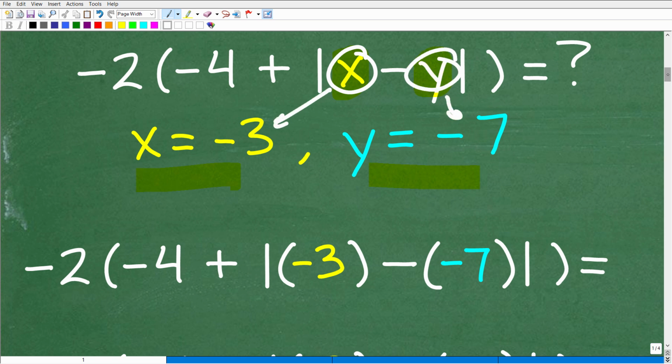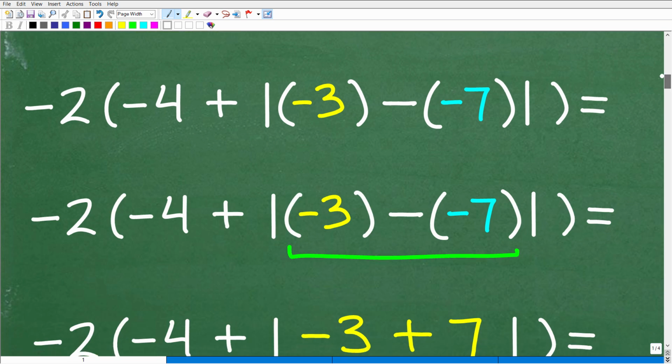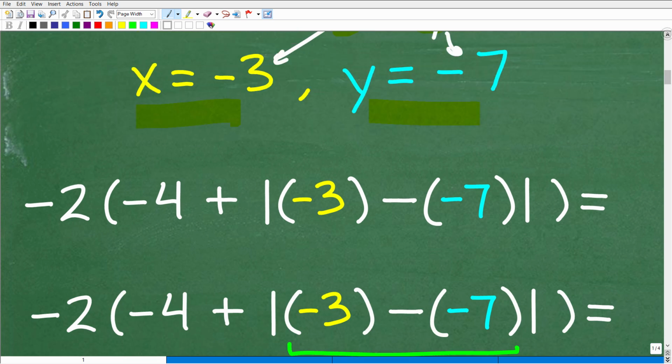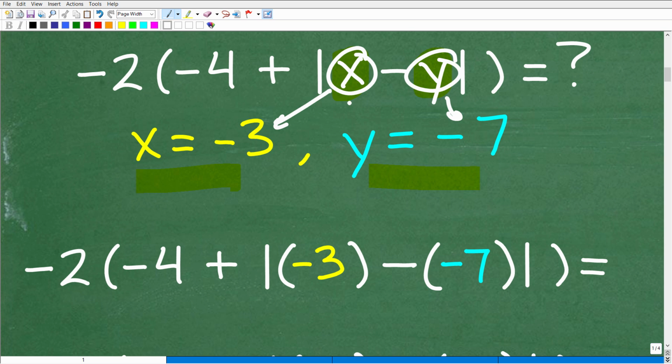But the next step here is really, really important. Anytime you replace a variable or variables with a value, I want you to always use parentheses, okay? So let's replace this x with a -3, and notice I'm not just writing -3 right here, like so, all right? And I'm not just replacing this y with the -7 because you can run into problems, all right?